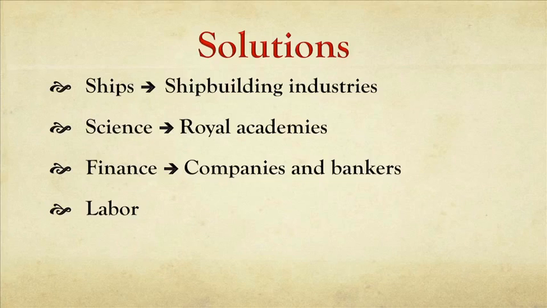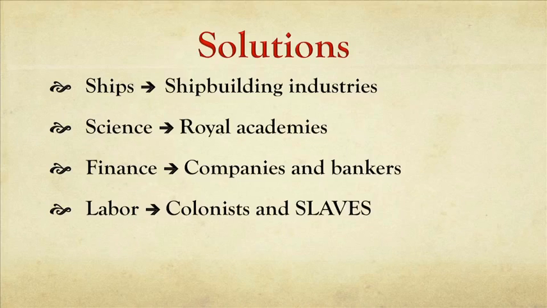Okay, you say, I'm solving my ship's problem, I'm solving my science problem, I'm solving my finance problem, but what about labor? Where am I going to get the people to develop all these commercial possibilities? Well, you can rely on voluntary colonists, people who want to come over and work on these things. And of course, in some cases like mines and sugar plantations, the work is very hard and disagreeable. For that, you need people who don't want to come over voluntarily. You need slaves, millions of slaves.